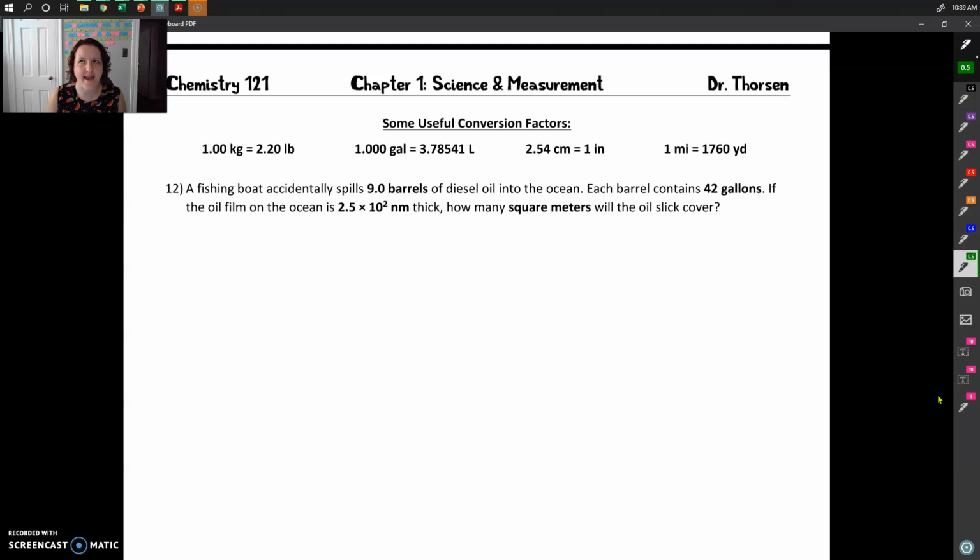And I should say, any conversion factors that you should technically know off the top of your head. I'll try to point that out; I think there's only one of them in this example that I'm going to do.